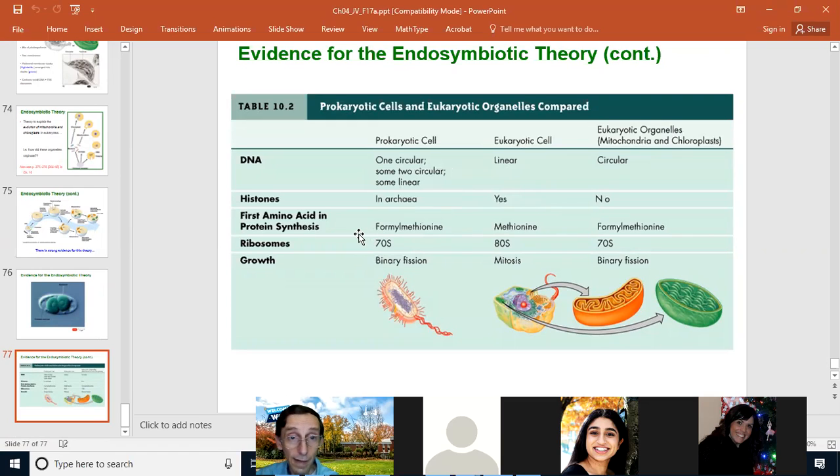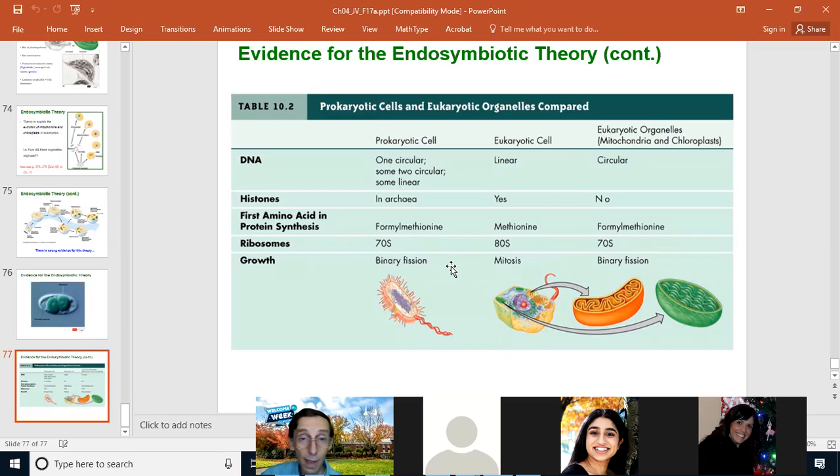When we look at the first amino acid in protein synthesis for a eukaryotic cell, AUG codes for methionine. For a prokaryotic cell, AUG codes for formylmethionine, a related but different amino acid. When we look at the first protein made in a mitochondria or a chloroplast, it's also formylmethionine. When we look at the ribosomes, the eukaryote has an 80S ribosome, the prokaryote a 70S ribosome, and the mitochondria and the chloroplast have 70S ribosomes.